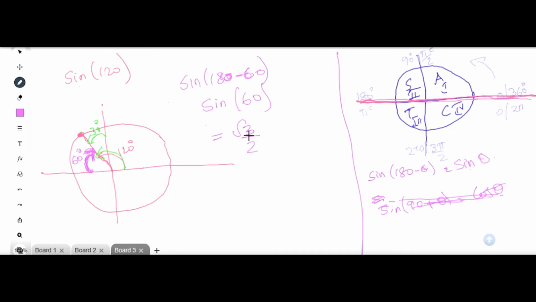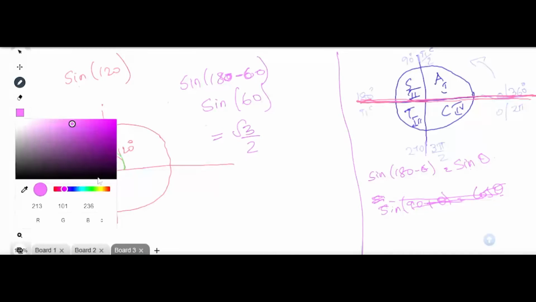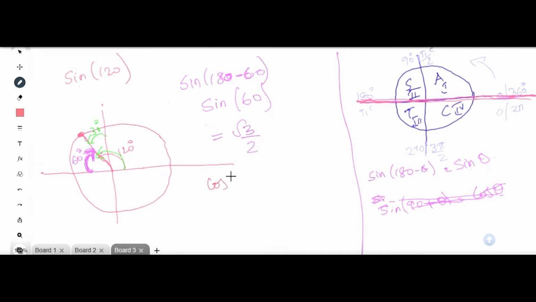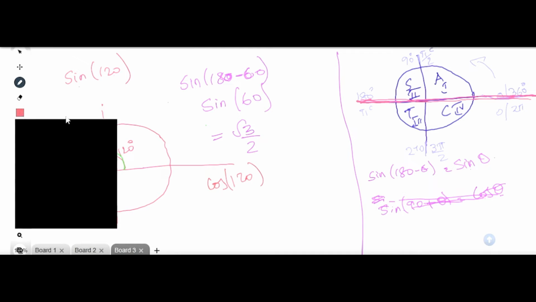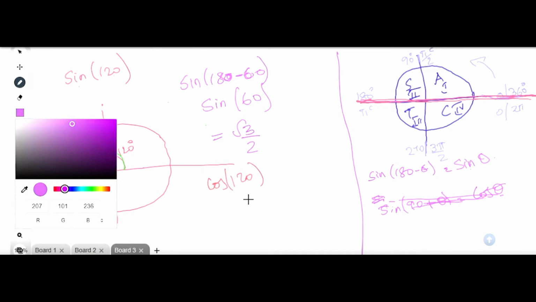Shall we do the same for cos and check out what answer we are going to get? For cos 120, what is it going to be? Negative 1 over 2.